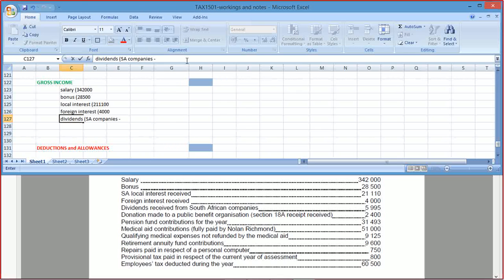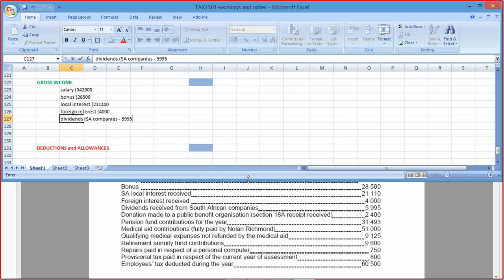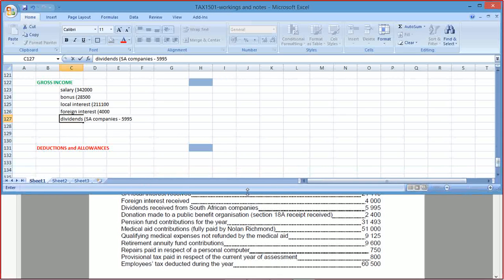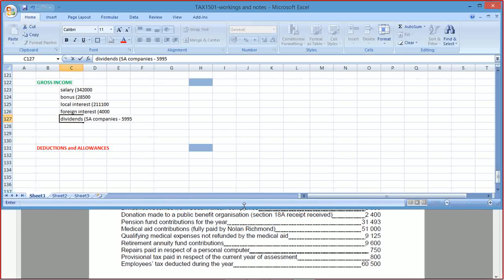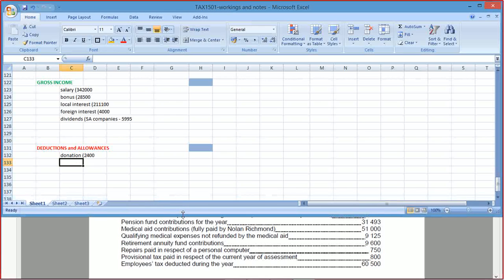5,994. 5,995. Let's just see these lines. That one I've got, that one I've got, that one I've got. Foreign interest I've got. Dividends received I've got. Donation made to a public benefit organization goes under here. 2,400. What else? Pension fund contributions, there's that one. In brackets, 31,493.